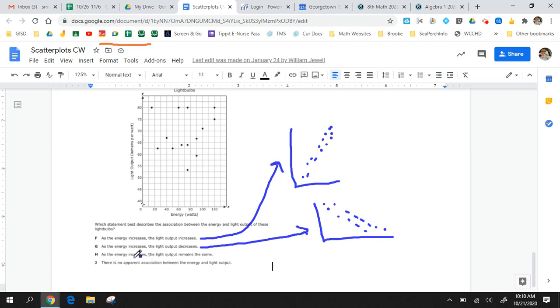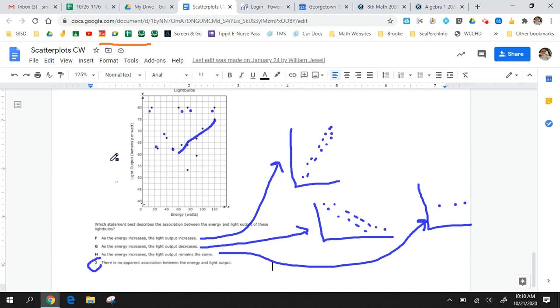For the next answer choice, as the energy increases, the light output remains the same. So it would look like this, okay, for this third example. So we notice that in ours there is maybe something here, right? But then there are all of these other dots all around, right? And so it's going to be J. It is called no correlation. This is no and then correlation. All right. Good example.